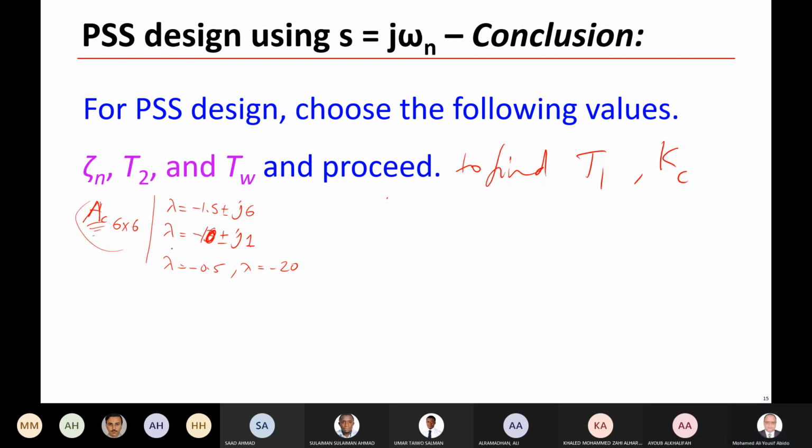Now, what is the oscillation frequency that is within the range of 0.2 to 3 hertz? Which one? You have here 6 eigenvalues. What is zeta for this?